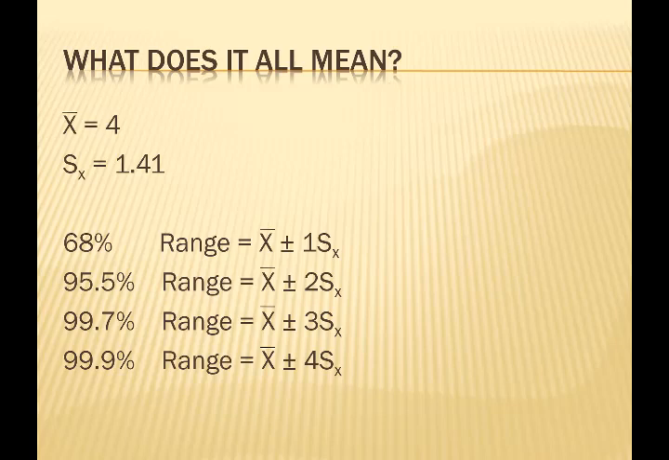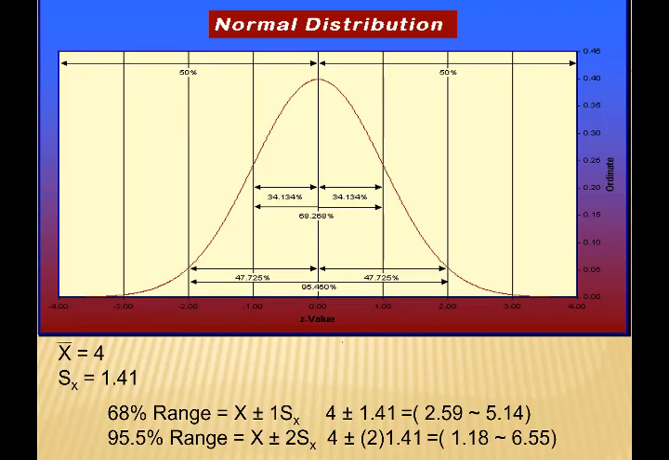Formula-wise then, if we have a mean and standard deviation of 1.41, the one we just calculated, for a 68% range, we're talking about taking the x-bar, or the mean, and adding and subtracting 1 standard deviation of 1.41. And then for the 95.5% range, adding 2 standard deviations and subtracting 2 standard deviations. And for the 99.7% range, we take them out 3 standard deviations. And for the 99.9% range, we take them out 4 standard deviations.